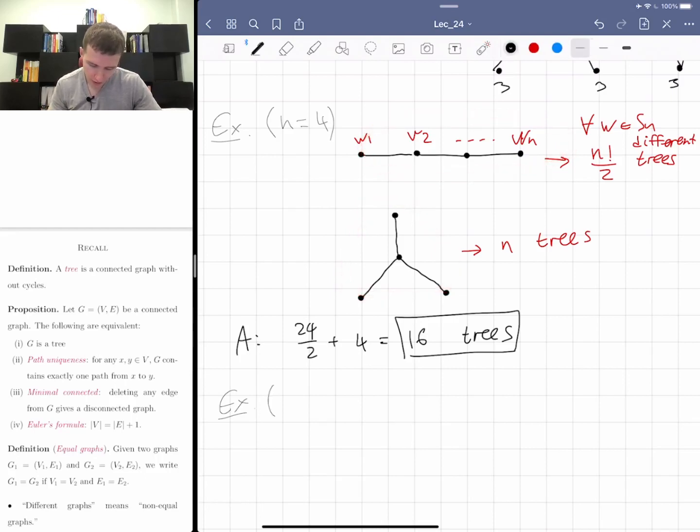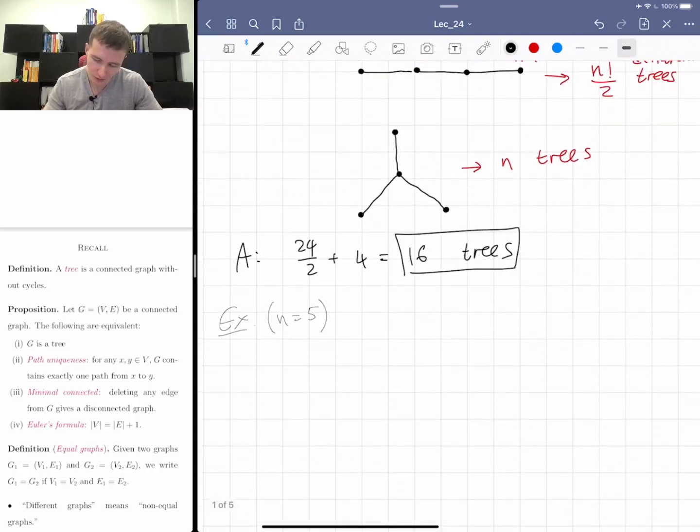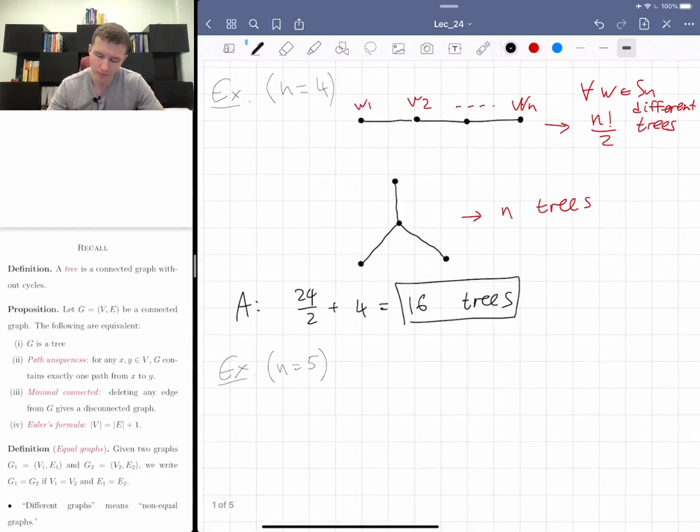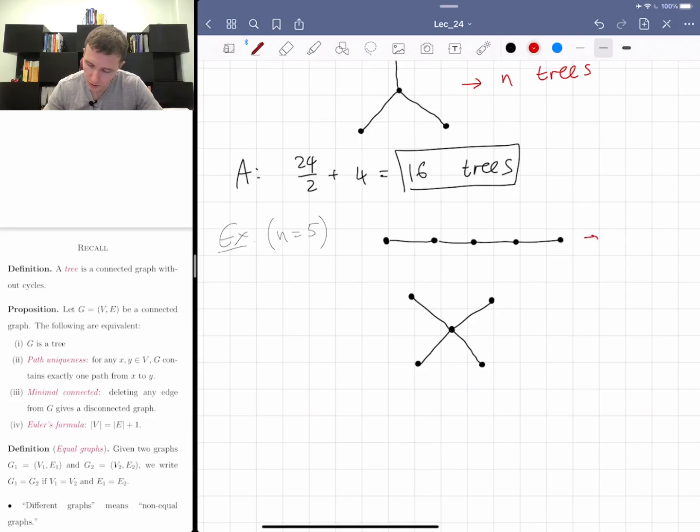Example, n equals 5, and that's about as high as I can go. For n equals 5, first of all, I have to list all unlabeled trees. There's always the path and the star. The path is 1, 2, 3, 4, 5, and the star looks like this. The path gives me n factorial over 2 trees. The star gives me n trees.